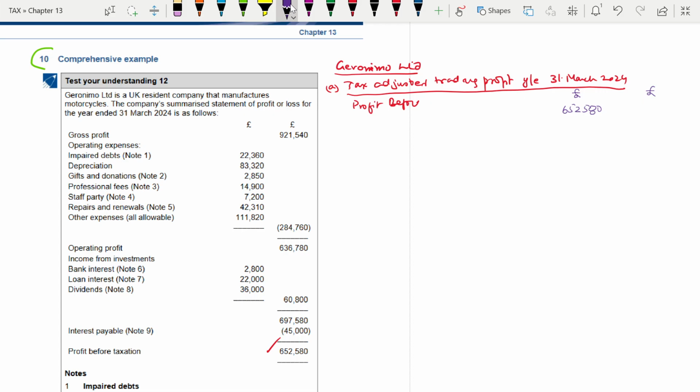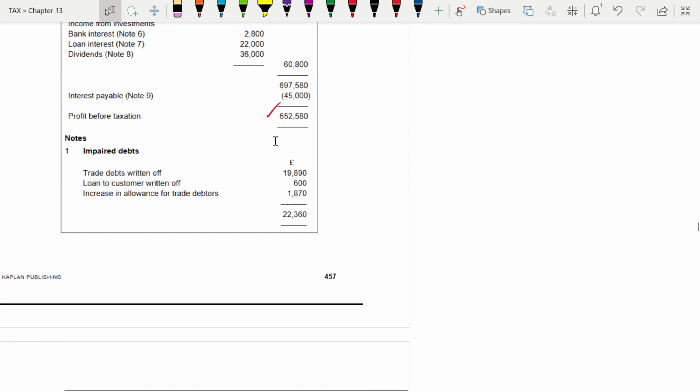Next, operating expenses, unpaid debts. How much is there? 22,360. They gave some note 1. See note 1. What is note 1? Total debts written off of 19, loan to customers written off of 600, and increase in allowance for trade debtors. How much is the increase? 1,870. 22,360. What do we have to do?